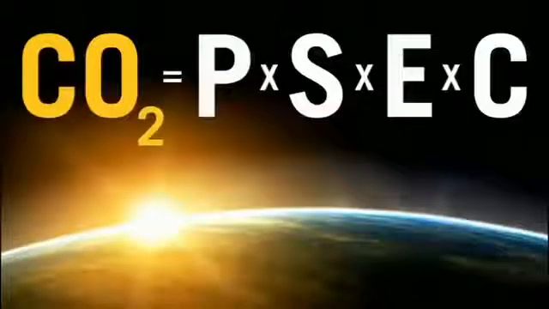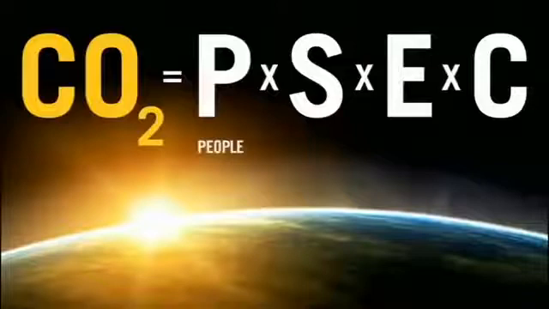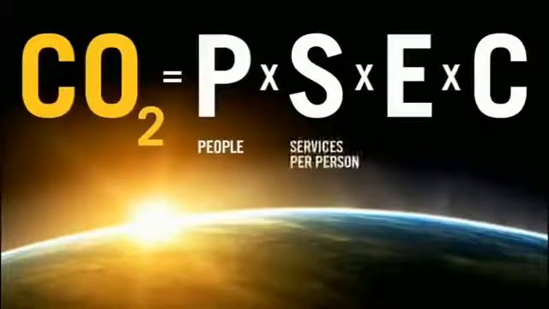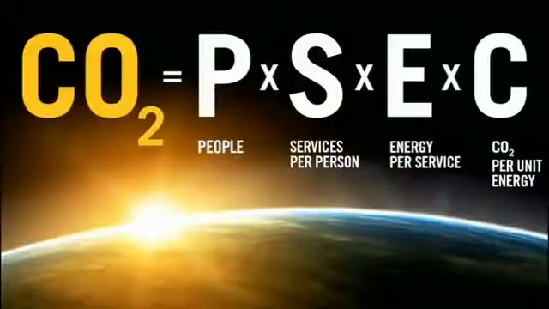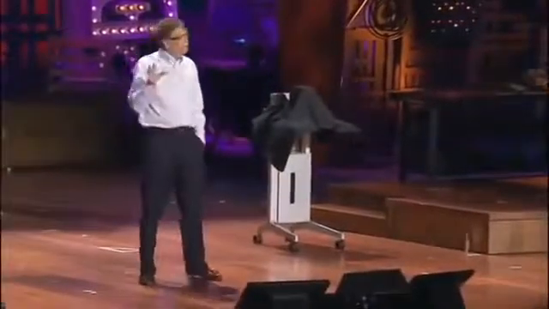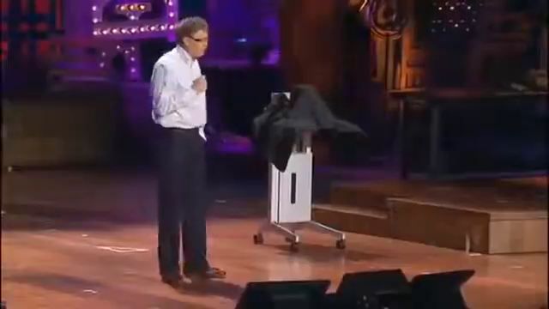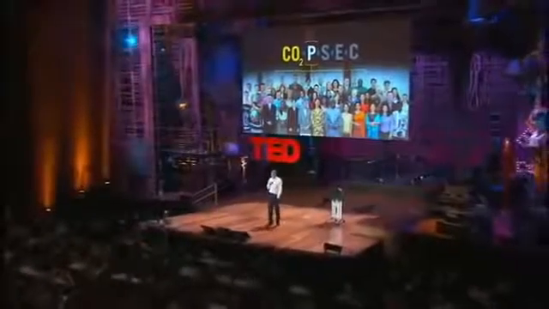This equation has 4 factors, a little bit of multiplication. So you've got a thing on the left, CO2, that you want to get to zero. And that's going to be based on the number of people, the services each person's using on average, the energy on average for each service, and the CO2 being put out per unit of energy. So let's look at each one of these and see how we can get this down to zero. Probably one of these numbers is going to have to get pretty near to zero. That's back from high school algebra, but let's take a look.